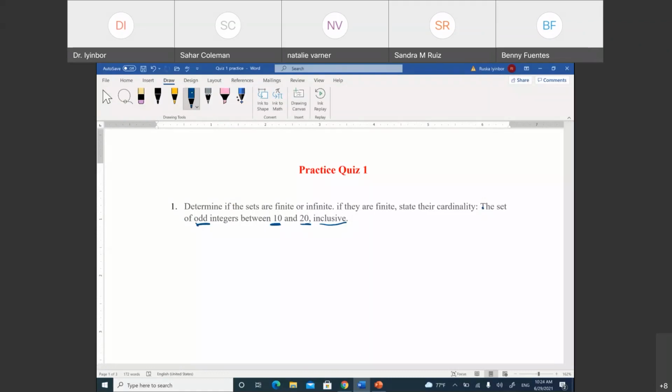So what are the integers? I'm going to write the set A, include the numbers. Odd. Is 10 an odd number? No. So what is the next odd number? 11. So I'm going to start with 11. What is the next one? 13, 15, 17, 19. What is the next one? 21. But 21 is bigger than 20, right? You have to stop from 10 to 20. So that's it, right? This is my set. The set of odd integers between 10 and 20 is this set, right?